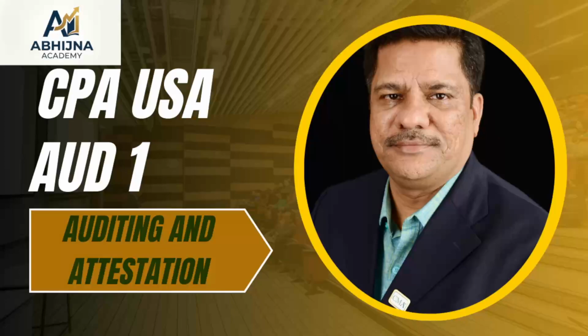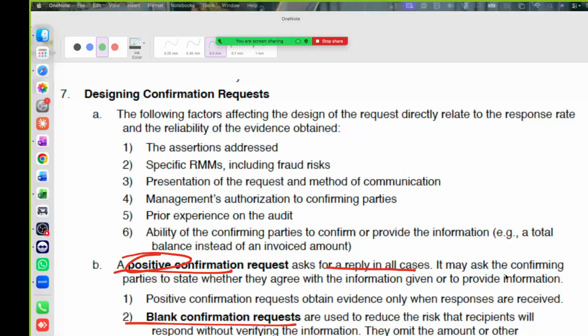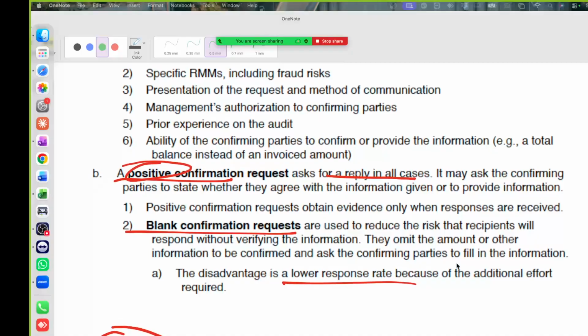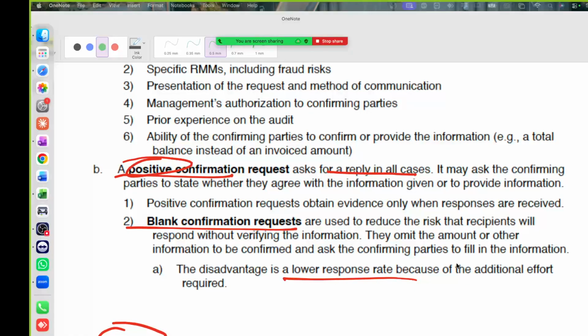Confirmations: external confirmations are the way they get it, and how to design it. Basically, there are two: positive and negative. Positive confirmation and negative confirmation. What is the main difference?